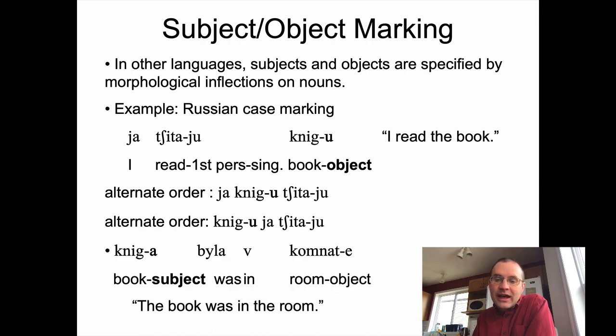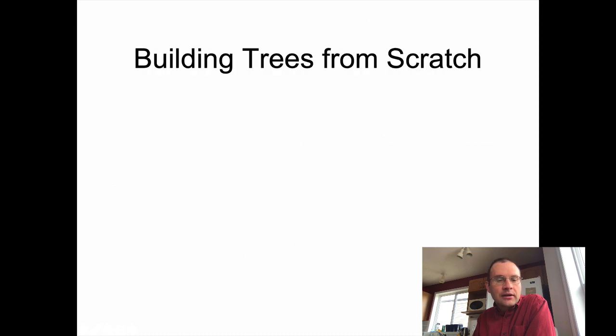Kniga byla v komnate means the book was in the room, and I'm just showing you this because when the book is the subject of the sentence, it has a different ending, so it has the "a" instead of the "u." Kniga, knigu. Okay, we don't do that in English, but other languages are totally fine with it, and then it liberates them to do some other things that English does not.